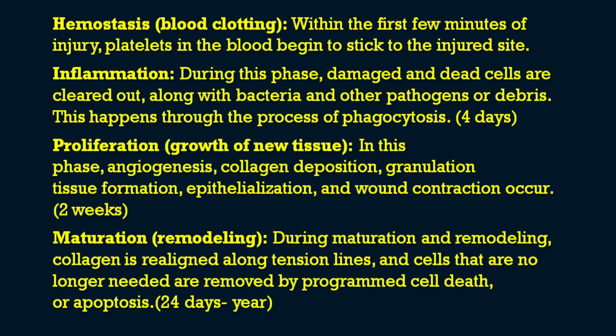Then the last stage, that is the remodeling phase or the maturation phase. During maturation and remodeling, the collagen is realigned. Collagen deposition is happening during the proliferation phase, but this collagen is realigned along the tension lines during the maturation phase. Along with that, the cells that are no longer needed are removed by programmed cell death, otherwise known as apoptosis. So this is another important point. What is programmed cell death and in which phase of wound healing does it happen? Another important point: remodeling can happen from 24 days to a year. Okay, so these are the phases: hemostasis, inflammation, proliferation, and maturation. Very, very, very important from an exam point of view.